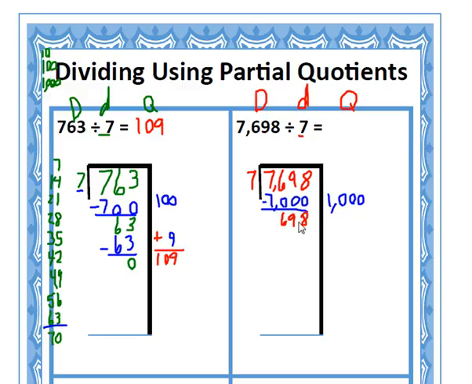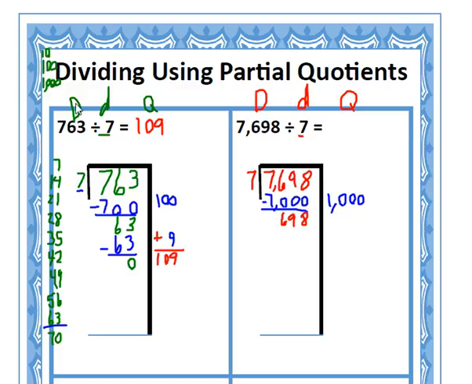Whew, now what are we going to do? We look at 7 times 1,000 again, 7,000, too large. 7 times 100 is 700. Ooh, 700 is very close to 698. Can we use it? No, we can't, because 700 is larger, and we're not going to subtract a larger number from a smaller number. So we have to look at something else.